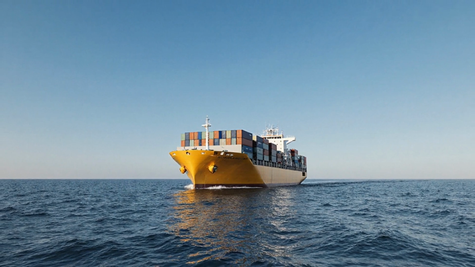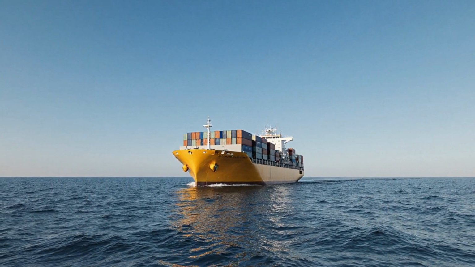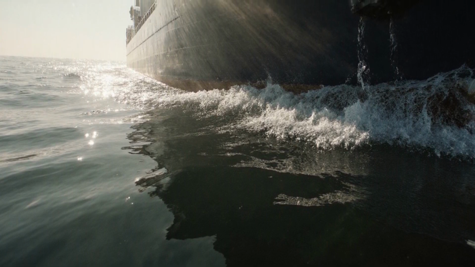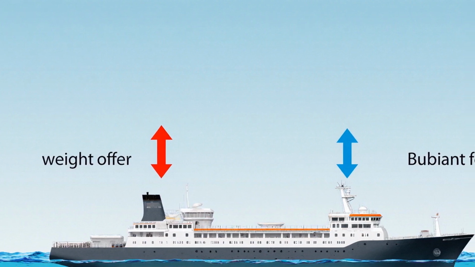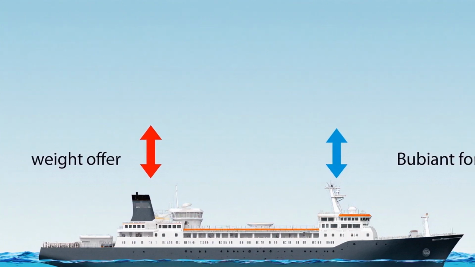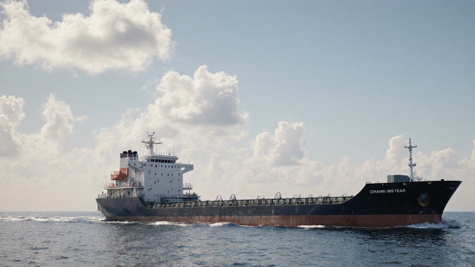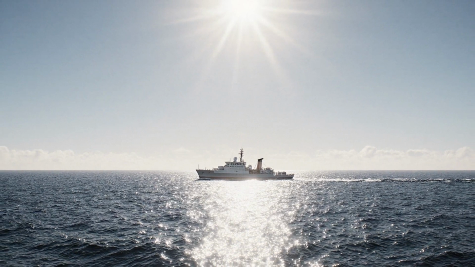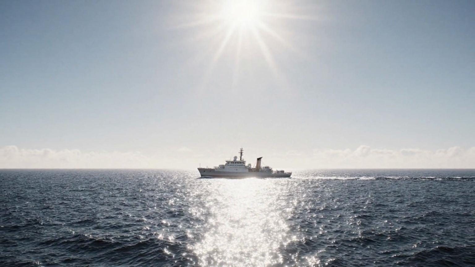A ship floats due to the principle of buoyancy, which counteracts the ship's weight. The ship's hull is designed to displace a large volume of water. The weight of the water displaced by the ship is equal to the buoyant force acting upwards. When the buoyant force equals the ship's weight, the ship floats. Therefore, a ship floats because it displaces enough water to equal its own weight.